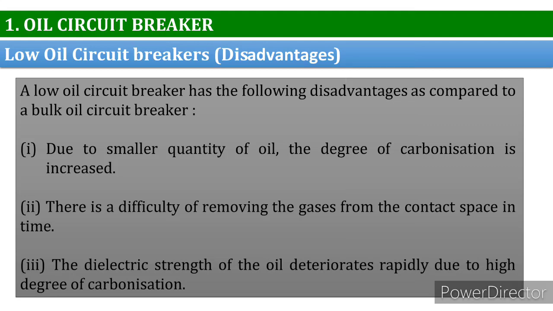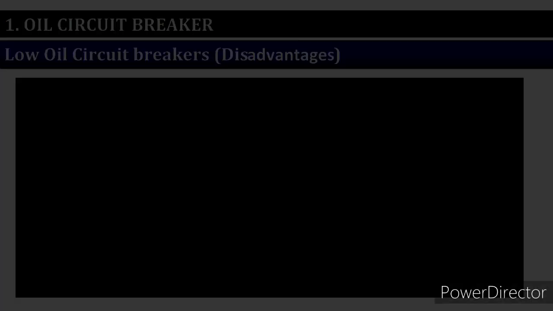The second one is that there is a difficulty of removing the gases from the contact spaces in time. And the third one is that the dielectric strength of the oil deteriorates rapidly due to the high degree of carbonization. Remember, when the carbonization is high, the quality of oil deteriorates, because whenever the carbon content increases in the oil, the insulating property of the oil decreases. So it is important to check the oil on a continuous basis to avoid this issue.